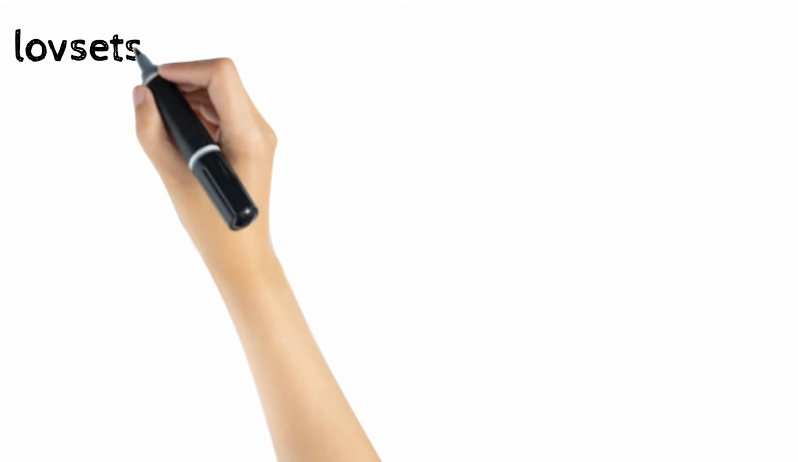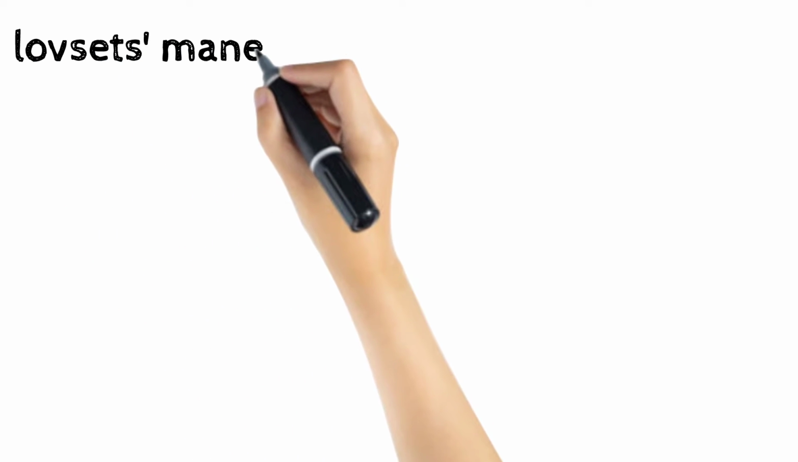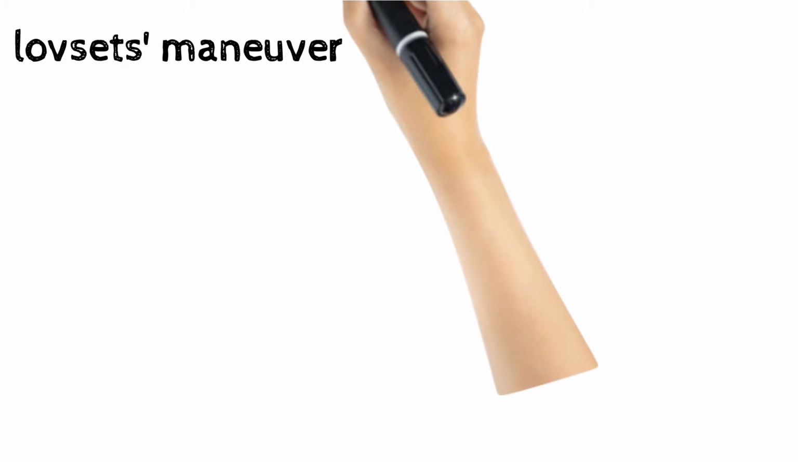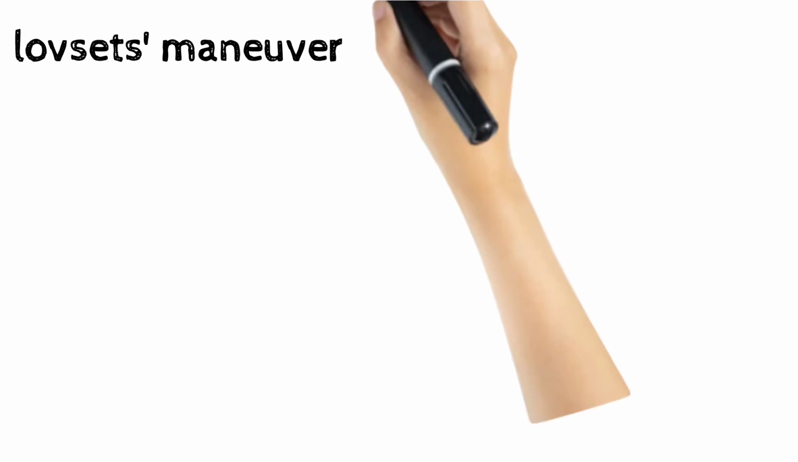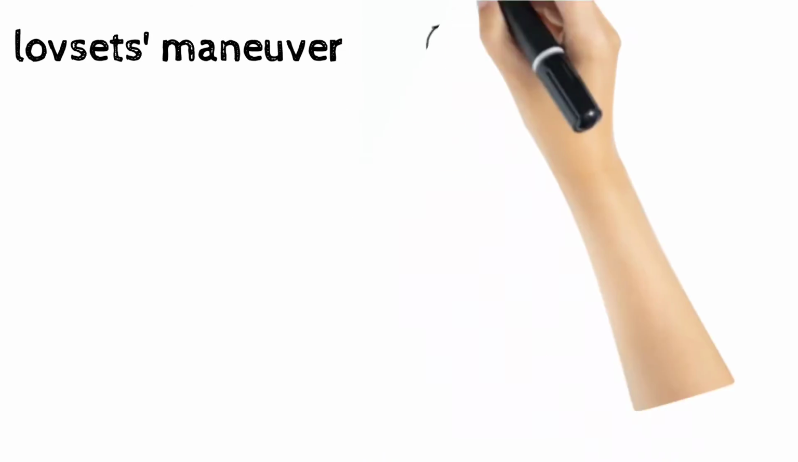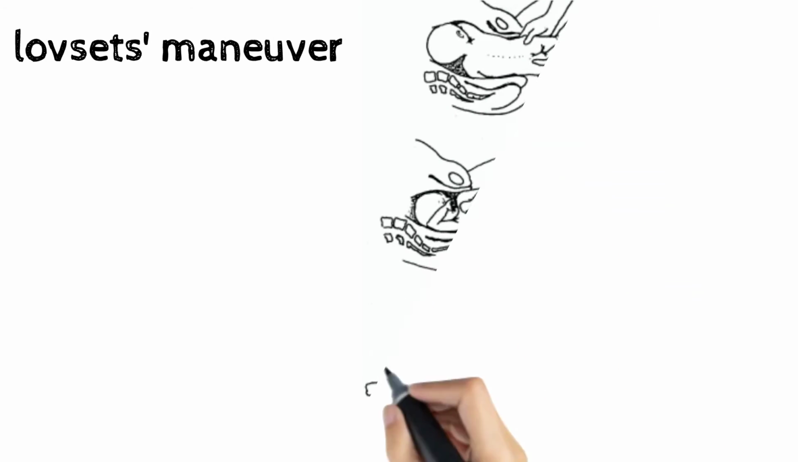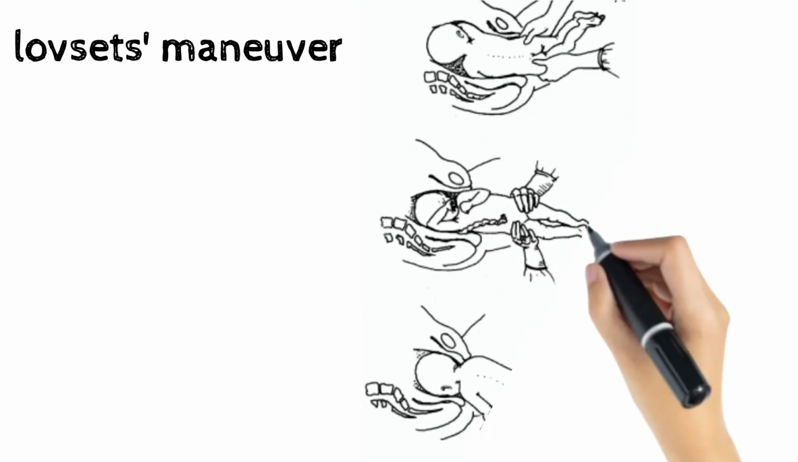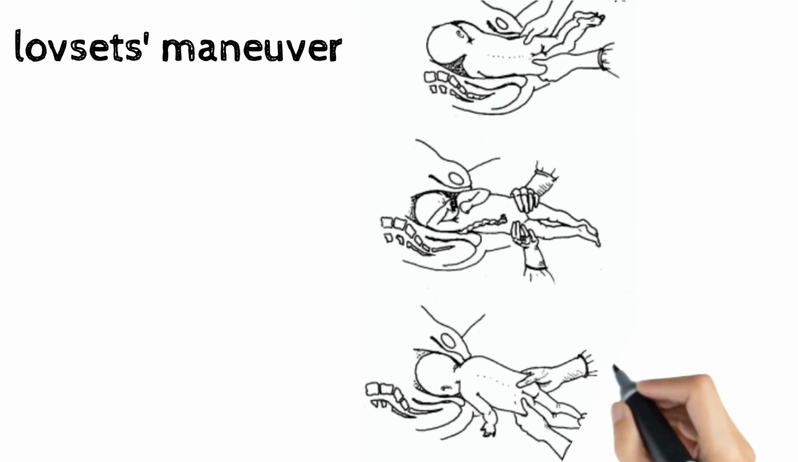For that we will use the Lovset maneuver. Here we can see that we have to rotate the baby so that the posterior shoulder becomes anterior and the delivery happens. Then the anterior shoulder again comes behind the pubic symphysis, and it is delivered in the same manner. The third is the aftercoming head over the breech.